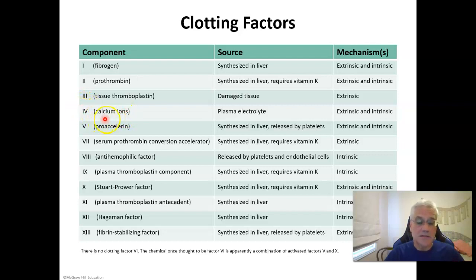Calcium ions are necessary all along the path. Oddly enough, it's called factor 4. It's just calcium ions. Now, when these were discovered years ago, they just knew there were things involved in clots, but they didn't know exactly what they were. Come to find out later on, what they were always calling factor 4 just turned out to be calcium ions. I don't care about the rest of this stuff.